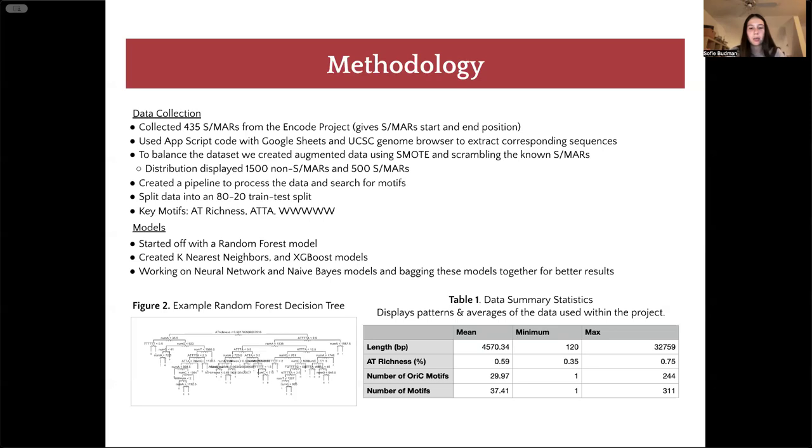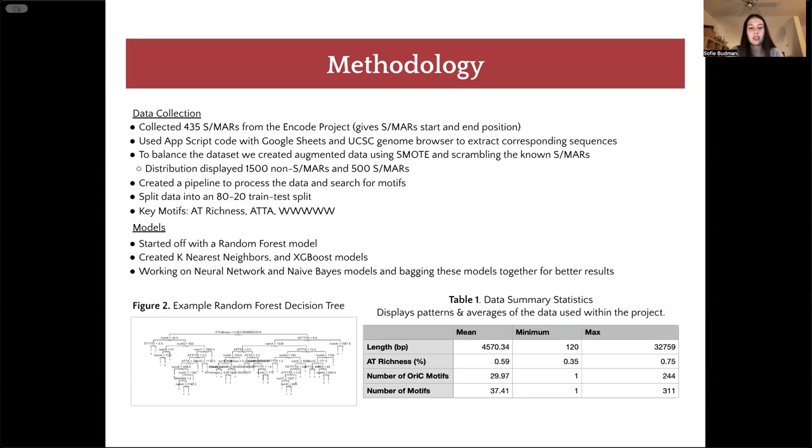For data collection, we began by collecting 435 SMARs from the ENCODE dataset. This only gave us a start and end position, so from there we used Google Apps Script integrated with Google Sheets and the UCSC Genome Browser to extract the DNA sequences corresponding to those regions. To balance this dataset, we used SMOTE, the synthetic minority oversampling technique, and also scrambled DNA of known SMARs to generate negative examples.